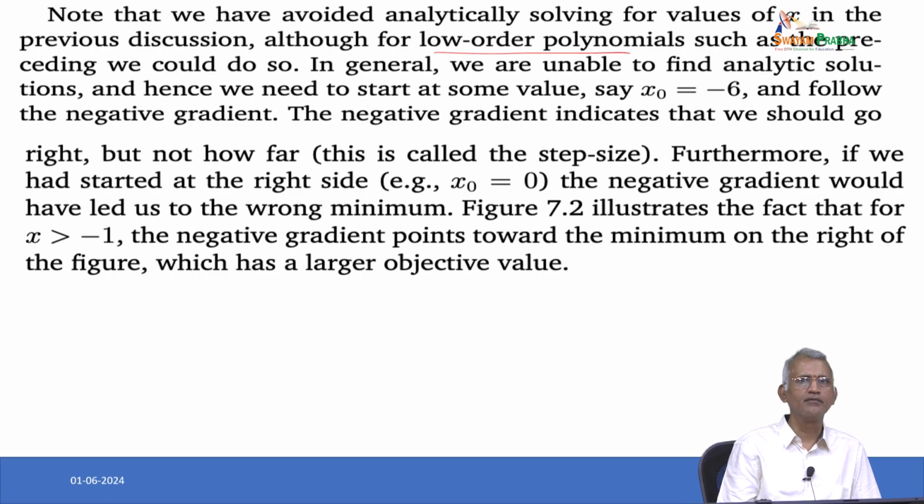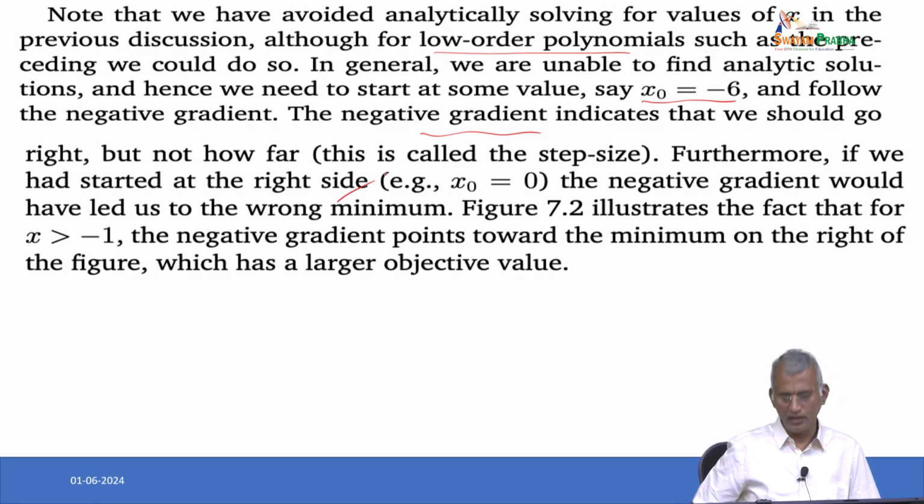Therefore, we start at some value, say x naught equal to minus 6, and follow the negative gradient. This negative gradient indicates we should go right, but not how far; that is the so-called step size. If we had started on the right side, the negative gradient would have led to the wrong minimum.